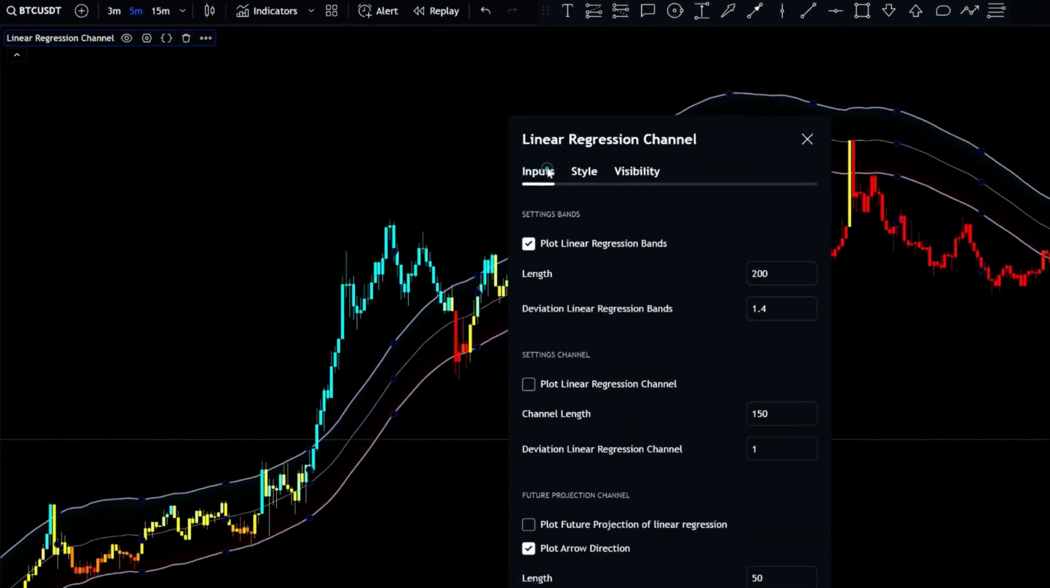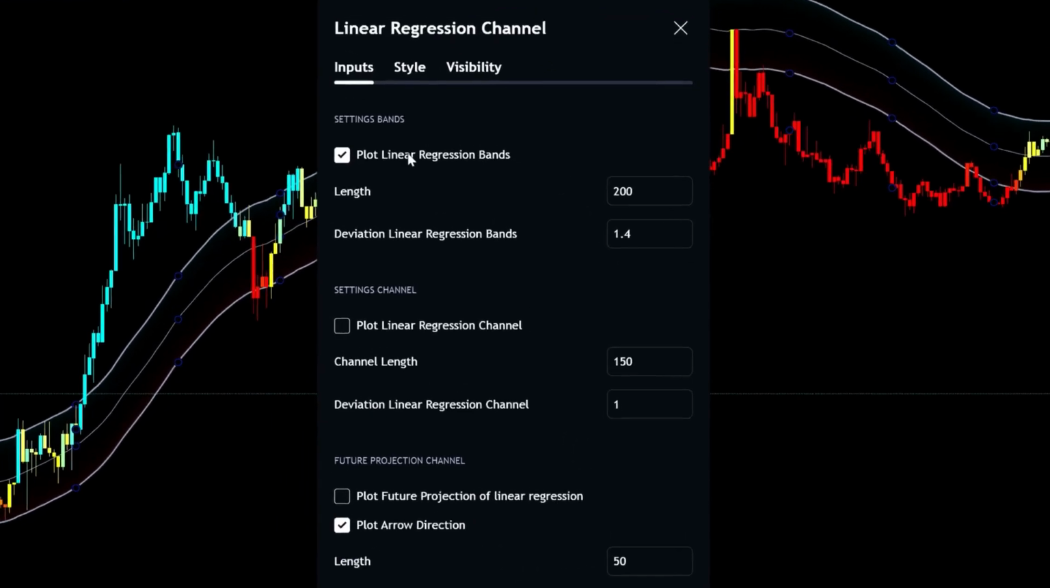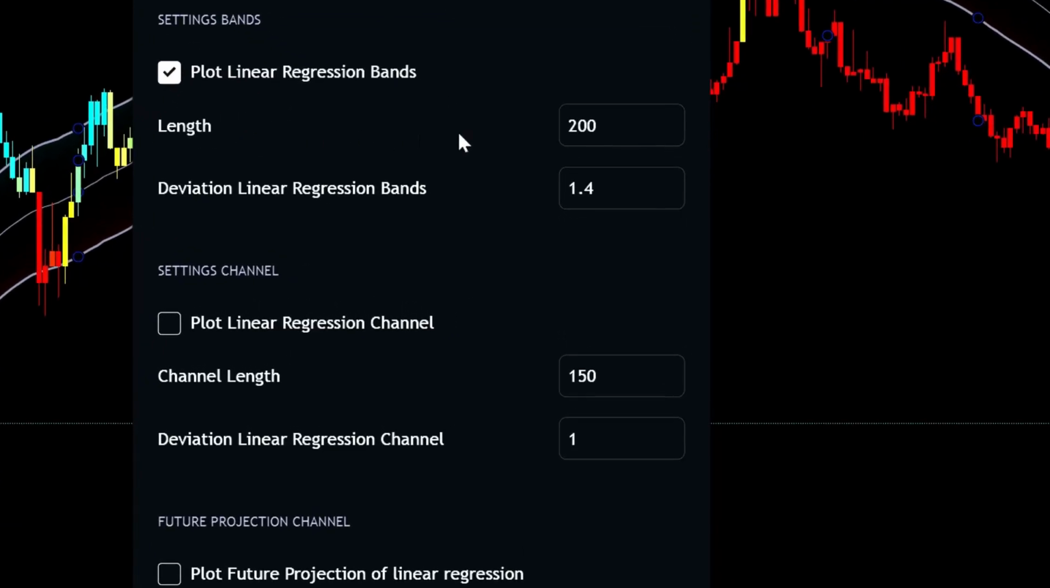Now we're mainly focusing on the inputs tab here. There are a few key adjustments we need to make. First, make absolutely sure that the plot linear is enabled. This is usually the default, but just double check to be sure. It's essential for how we're using this indicator. Now, we're going to adjust the length. The setting controls how many past data points the indicator uses to calculate the channel. We're going to change this to 180. Think of it like looking back 100 periods on the chart to establish the trend.